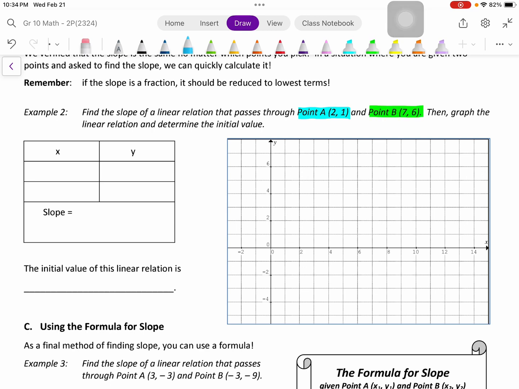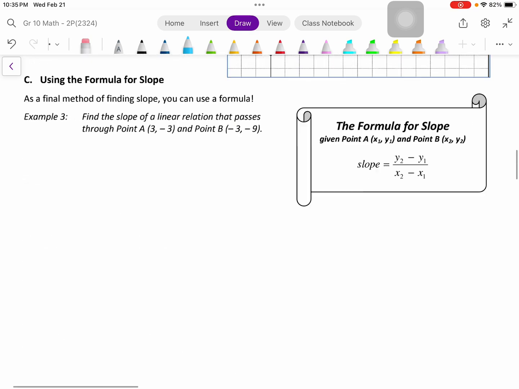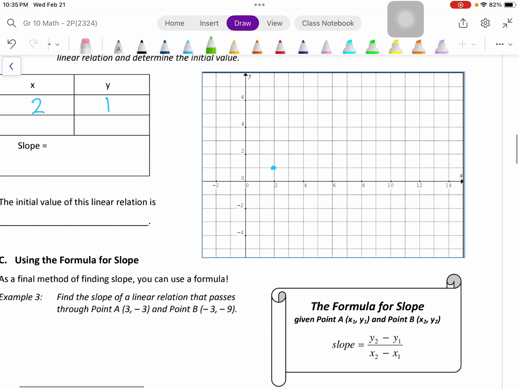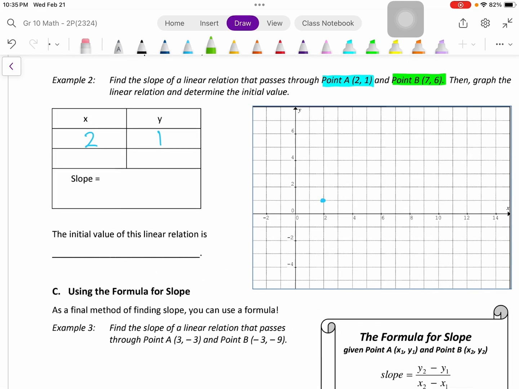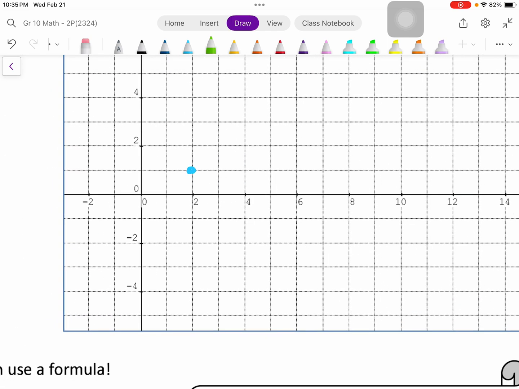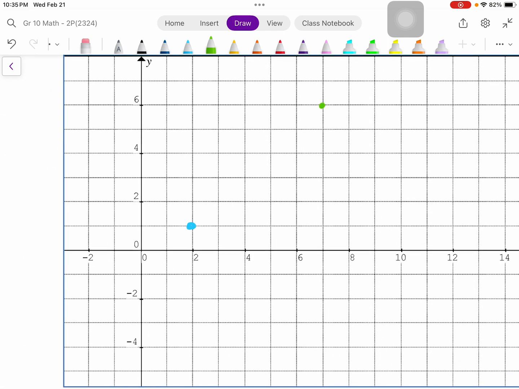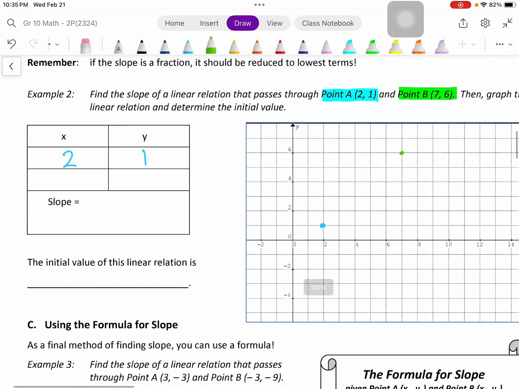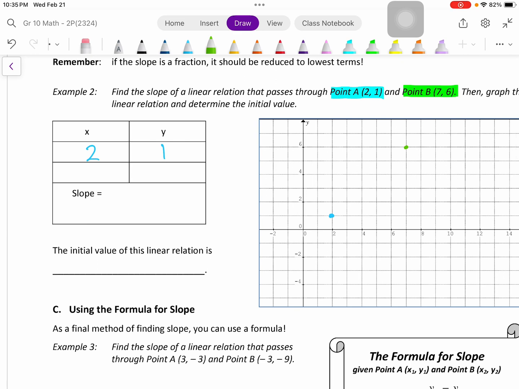We have a point A, which is 2, 1, and a point B, which is 7, 6. And I'm going to plot these 2 points. I'm also going to write them in here. So we have 2, 1. And we have the point 7, 6, which is over here. Okay, so we have a linear relation that goes through those 2 points.